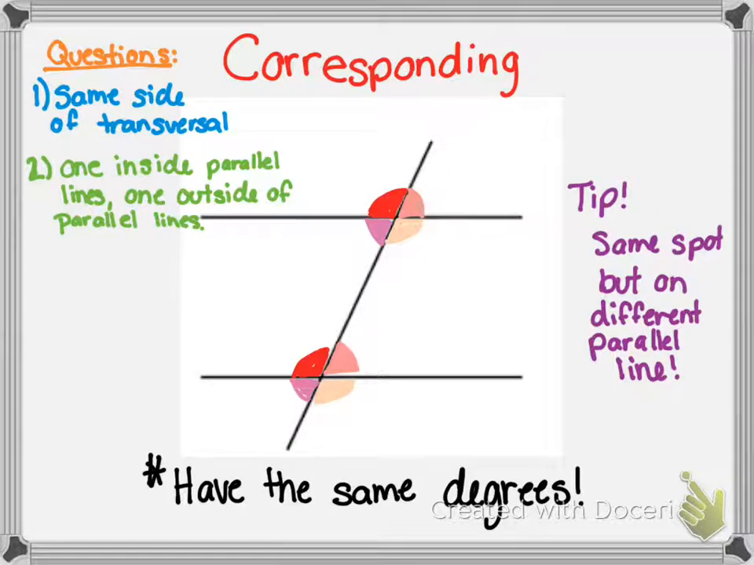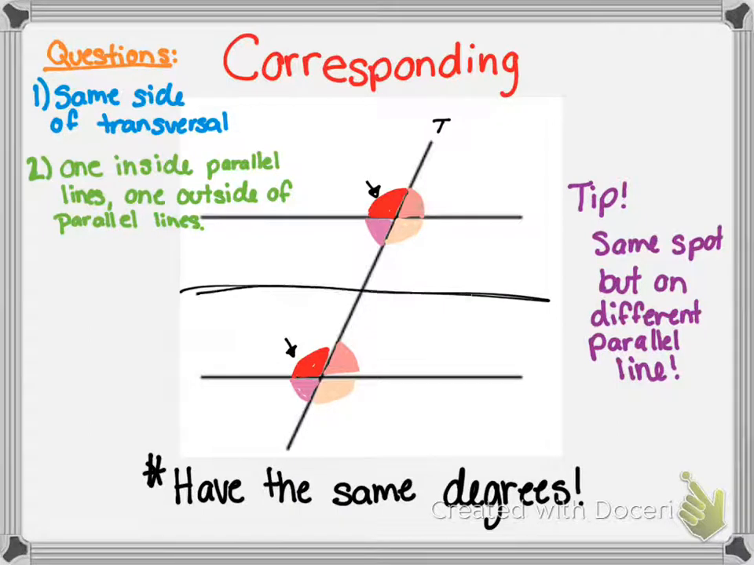So the first that I want to talk about is corresponding angles. As you can see, I asked myself the questions and wrote out my answers to them. The first question about the transversal: they are on the same side of the transversal. The second question is, are they both inside or outside of the parallel lines? For this case, one is inside and one is outside. Since that is the case, they are corresponding angles. The tip is they are in the same spot but on different parallel lines.